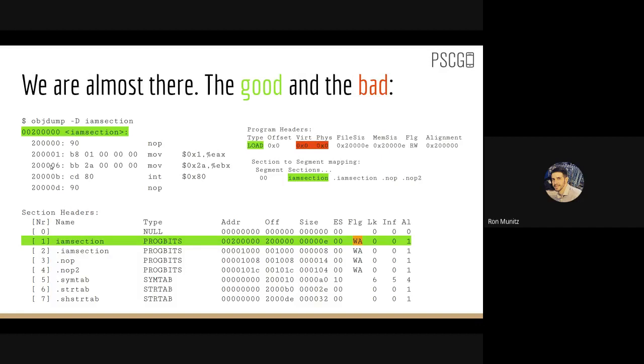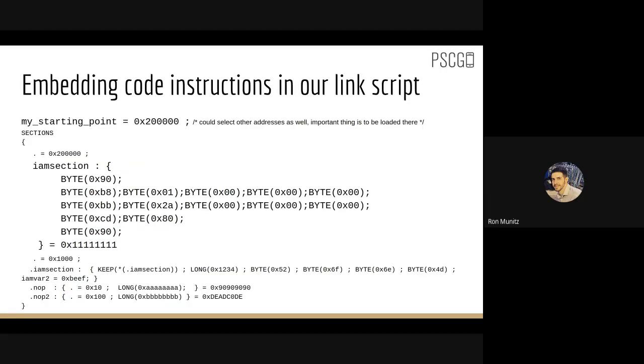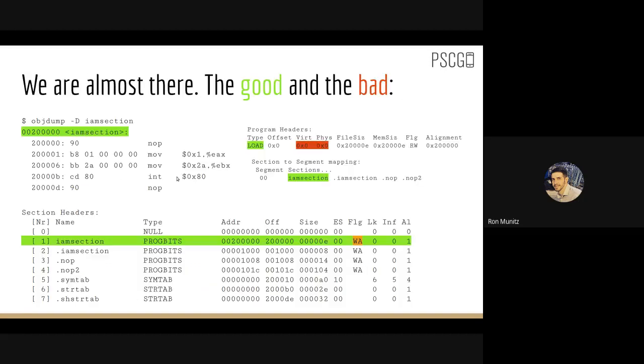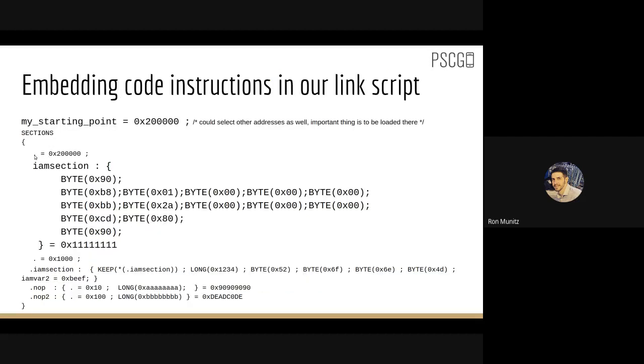If I go and link this linker script, and I selected this starting point just for fun, I can use it or not use it, and I use the entry for it. Then look what's happening. Can you see this? If I disassemble the IAM section, it goes to address 200,000. The reason is that dot is the current address, which equals 200,000.